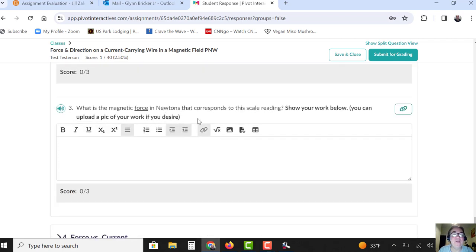And then it might seem like they're asking the same question here, but this question deals with how much is the force in newtons. So change grams to kilograms, and then multiply it by 9.8. And then you can show your work here, or if you want to upload a picture, you can also do that here.